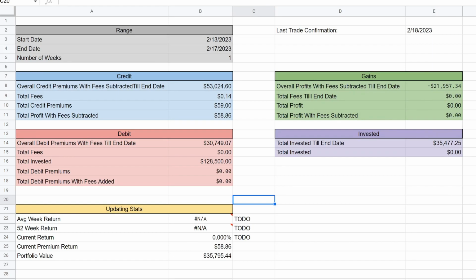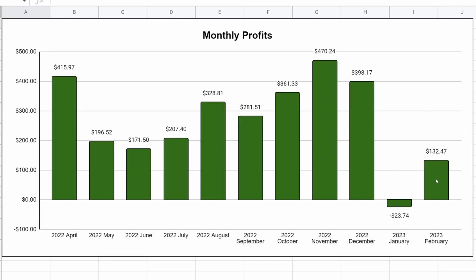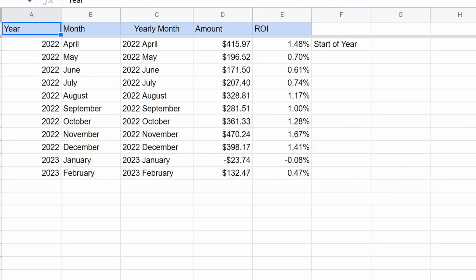If we look at the graphs, you'll see that for February, we are at $132.47 so far. We'll see what we end up, wrapping it up next week will be the last week for this month for us. If you look at the monthly performance, you will see that we are at 0.47%. We need to go 0.53% more to go, and that way we can achieve our 1% per month. We're going to get very close. We will see what happens here.